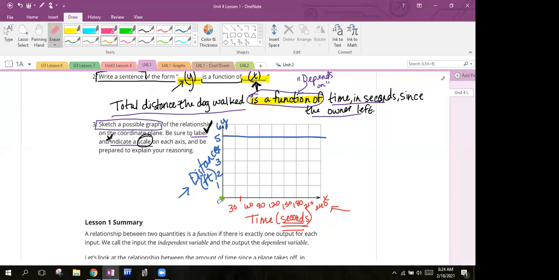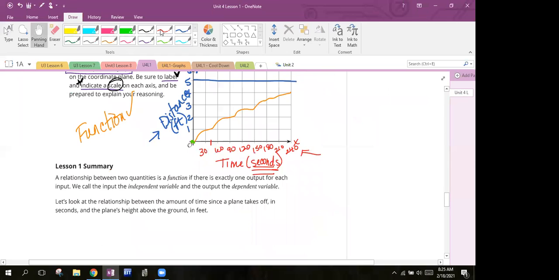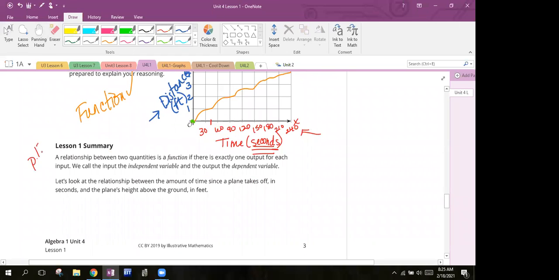So everyone could have drawn it differently as long as it's still a function. Something like that. All of them could have been different as long as it just passed the vertical line test. All right, so that brings us to the lesson 1 summary. This is on page 134 at the bottom. It says a relationship between two quantities is a function if there is exactly one output for each input.